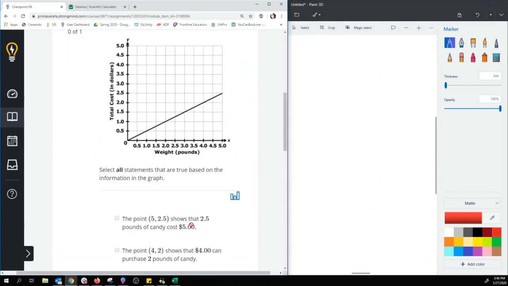Now remember that you have to read it carefully because remember your x is your first number, and x on this graph is talking about what? Is it talking about pounds or is it talking about dollars? What is my x value representing?